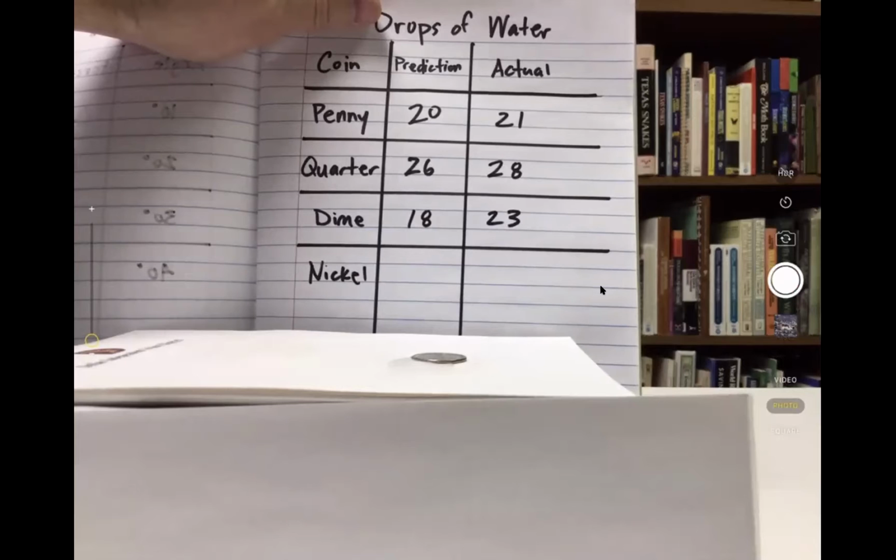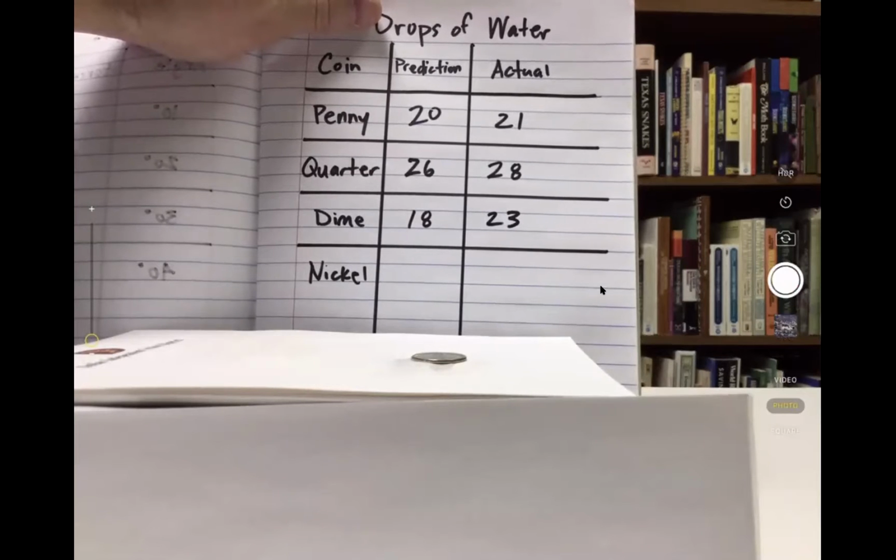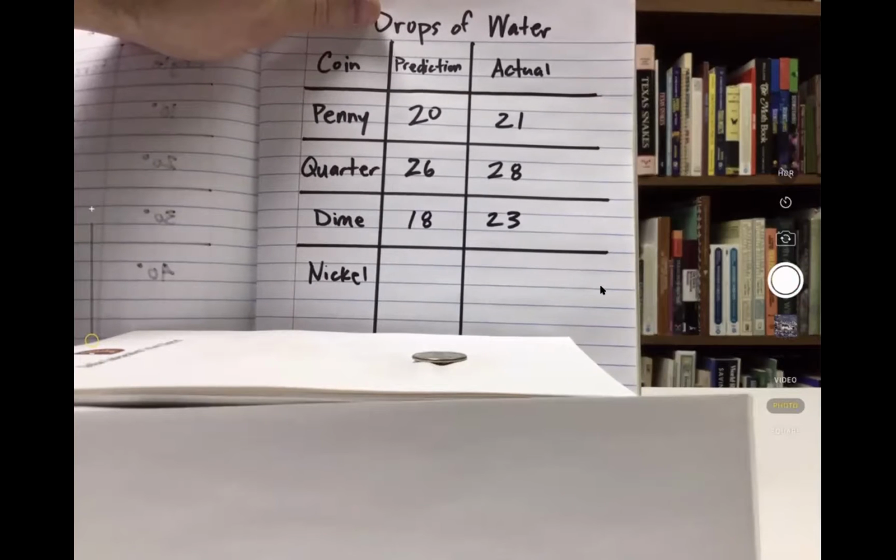would I get the same results? Like when I did the penny the first time, I got 21 drops. Do you think I would get 21 drops if I tried it again? Or if I tried the quarter again, would I get 28 drops again? Or if I tried the dime again, would I get 23 drops again, over and over again? It'd be interesting to try it multiple times to see if you could actually get the same totals again and again.